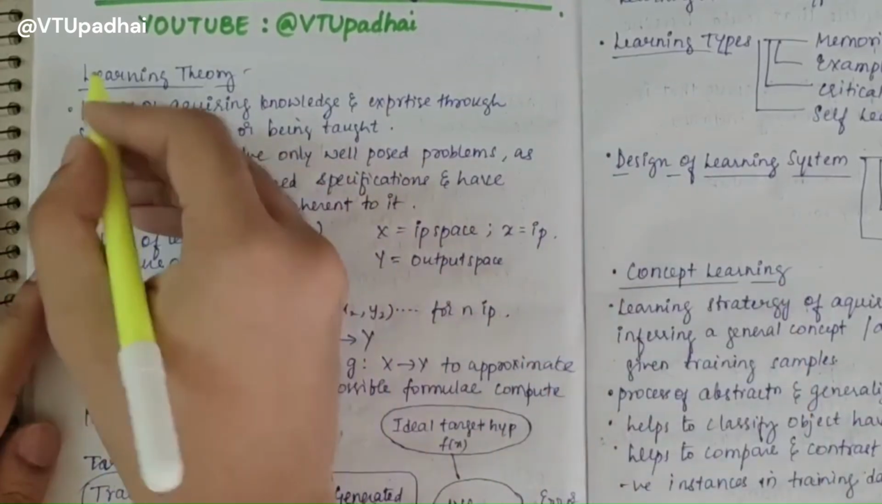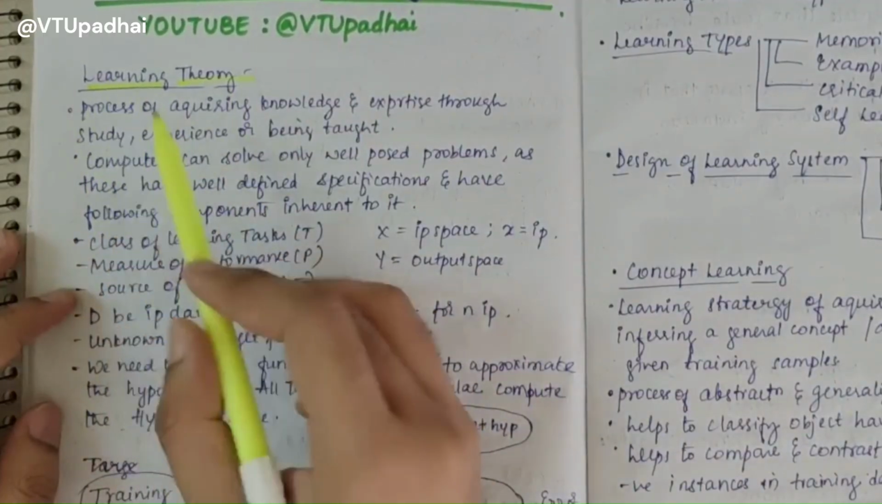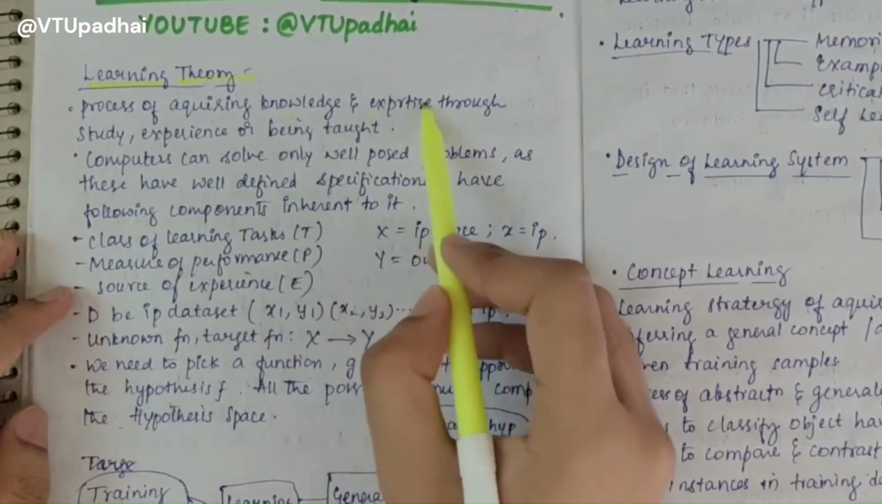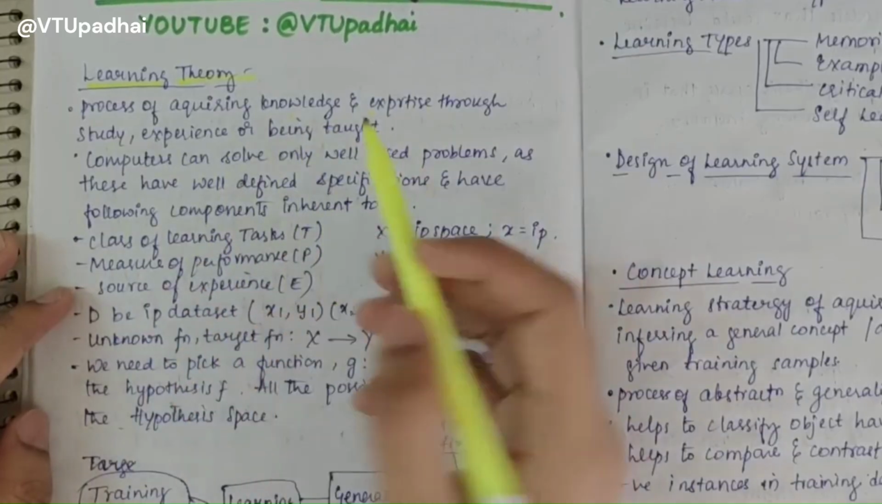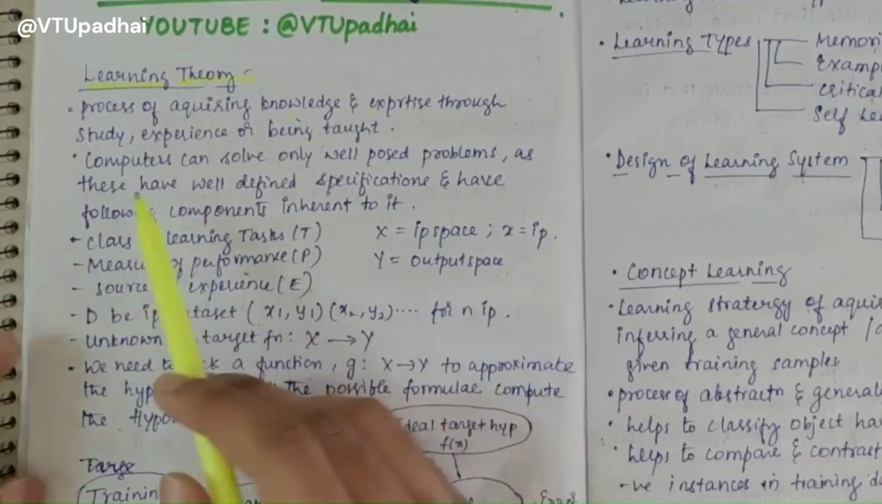Next, first we have the theory topic. What is learning theory? Let's start with this. Learning theory is a process of acquiring knowledge and expertise through study, experience, or being taught. This was a particular definition of learning theory.